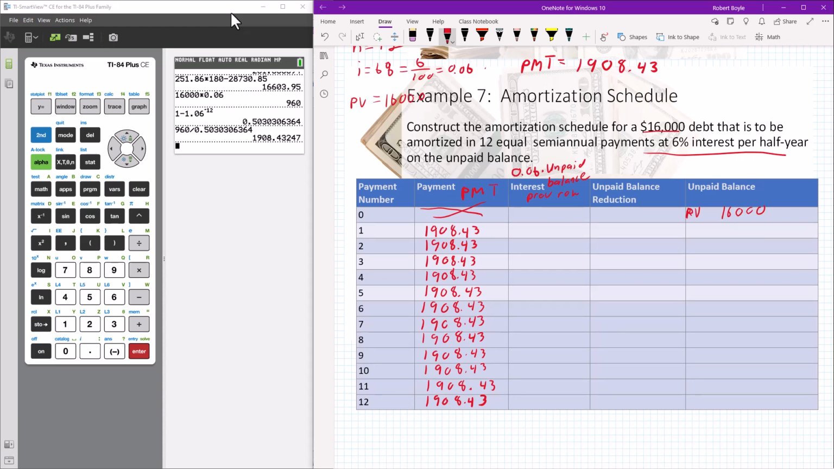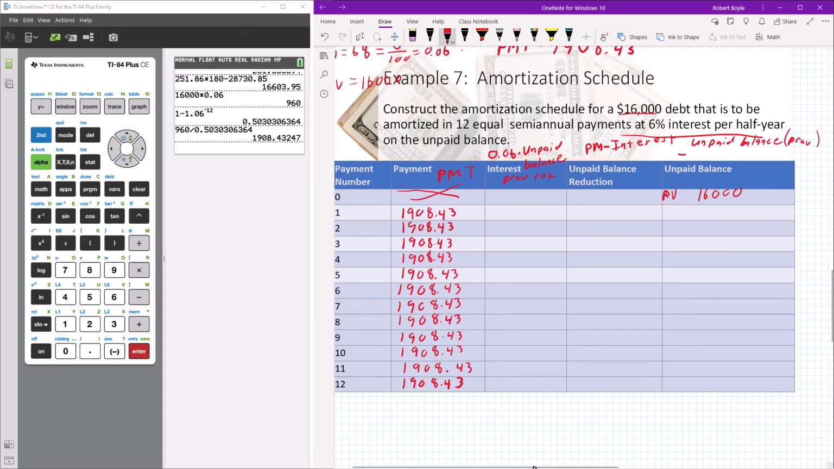Okay, the unpaid balance reduction is going to be equal to the payment minus the interest. And then the unpaid balance is going to be the unpaid balance of the previous row minus the balance reduction. So that's pretty much what we're going to do.